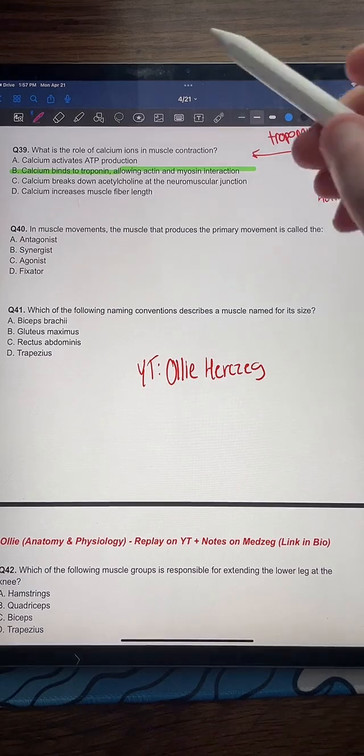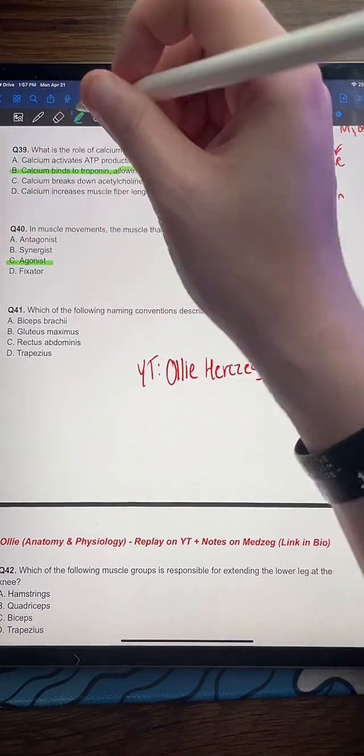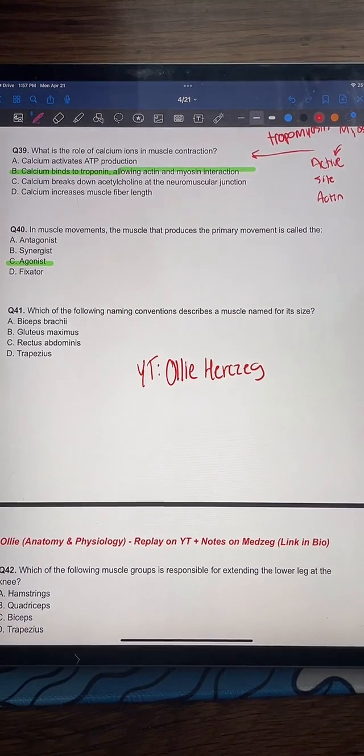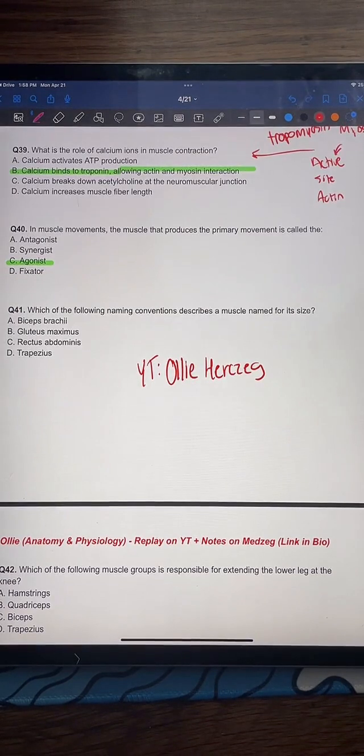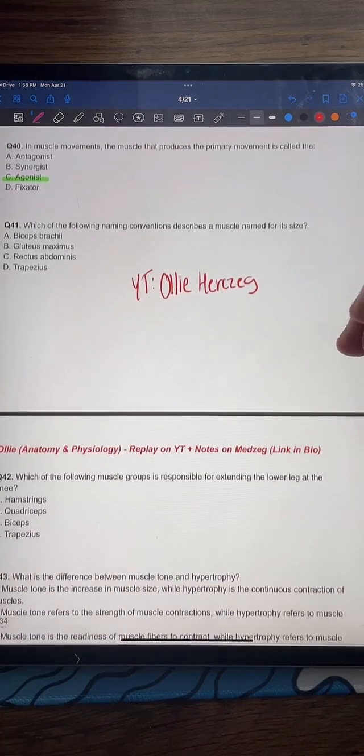Number 40 is an agonist. So the muscle that produces the primary movement is known as the agonist. That's also known as the prime mover. So when you flex your elbow doing a bicep curl, the biceps brachii would be the agonist. The antagonist is what's going to be opposing the action. So again, the triceps would oppose the biceps during a bicep curl. Synergist is one that would assist the agonist.